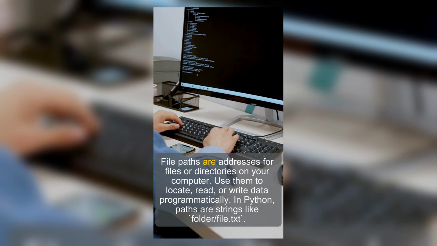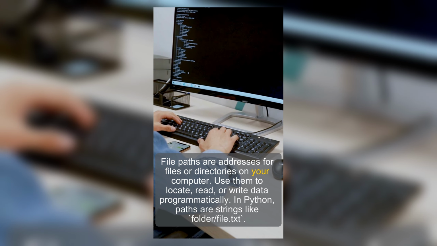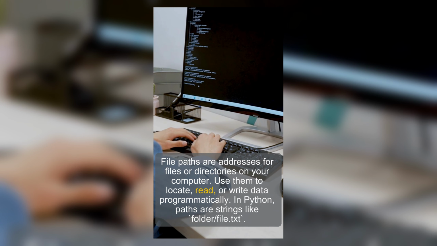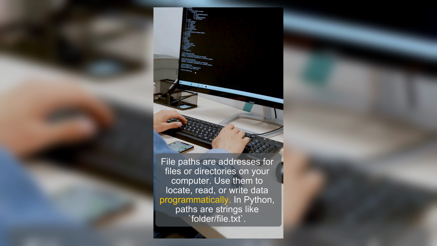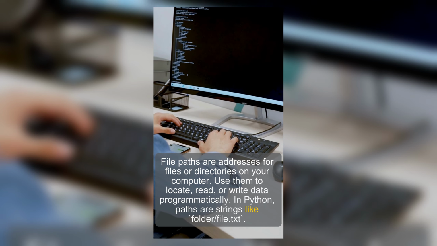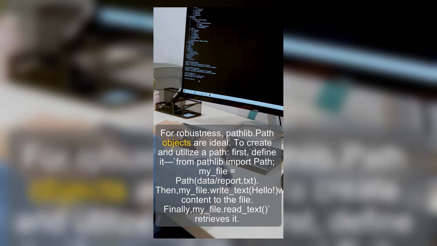File paths are addresses for files or directories on your computer. Use them to locate, read, or write data programmatically. In Python, paths are strings like 'folder/file.txt'. For robustness, pathlib Path objects are ideal.